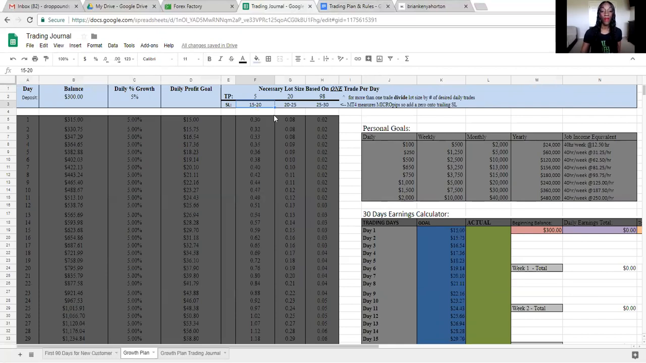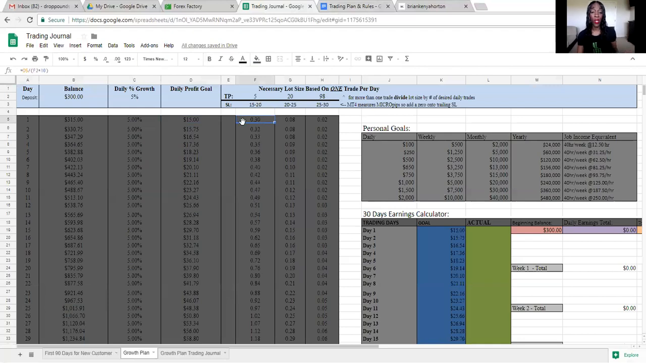Okay, so this is the lot size. This is going to give you the lot size that you need to trade based on the number of trades that you're taking per day. So if I'm only taking 1 trade a day, and if I'm trading a $3 lot size, if I trade $3 a pip and I go for 5 pips, that equals $15, okay? So that's the formula that it's going to give you.